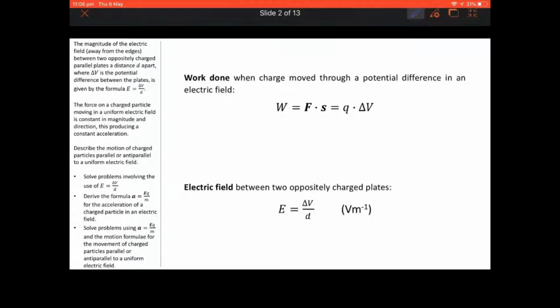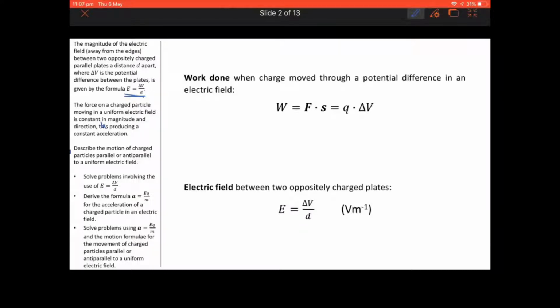The magnitude of the electric field away from the edges between two oppositely charged parallel plates at a distance of d apart, where ΔV is the potential difference between the plates, is given by the formula: electric field strength equals the potential difference divided by the distance. The force on a charged particle moving in a uniform electric field is constant in magnitude and direction, thus producing a constant acceleration.